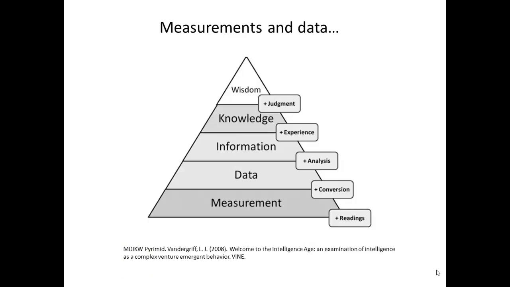Now, this is another version of the pyramid. This one's by Van der Graaf, 2008. And you can see here that he's added another layer on here. He's added a layer called measurement. Now, you might be wondering, what's the difference between a measurement and data? Surely a measurement is where you get data from.